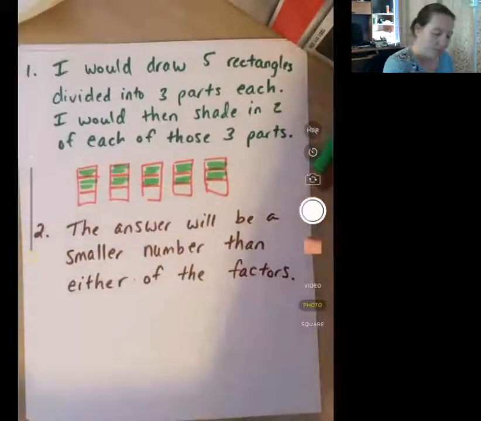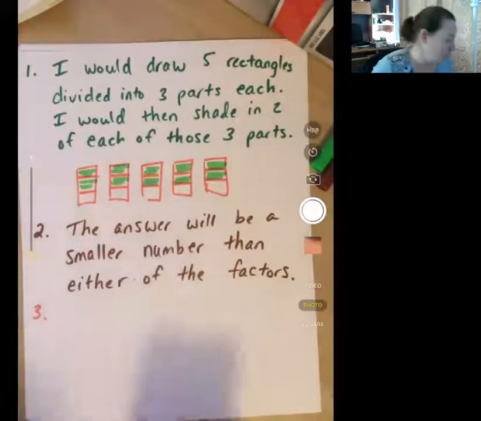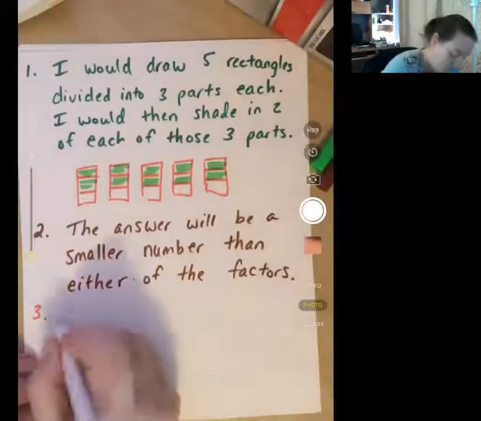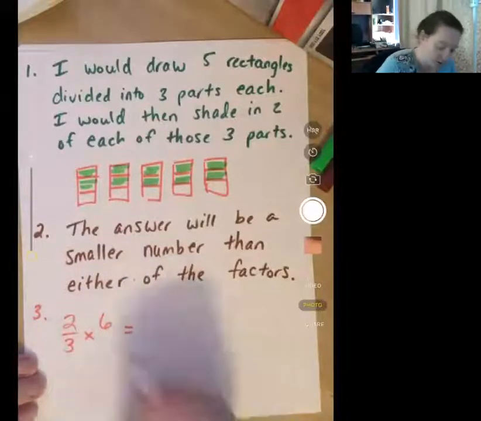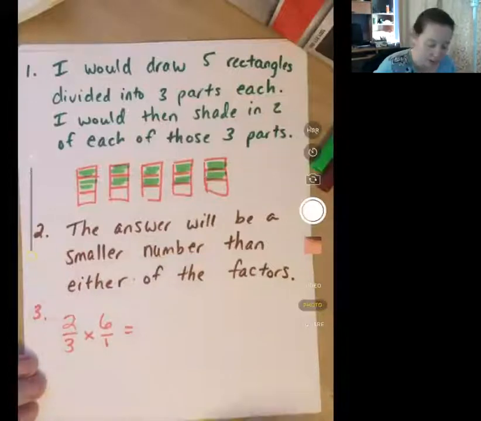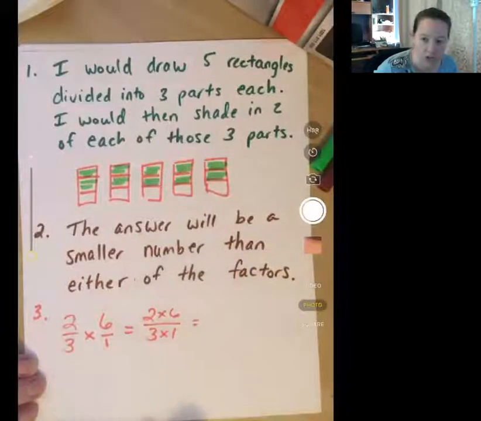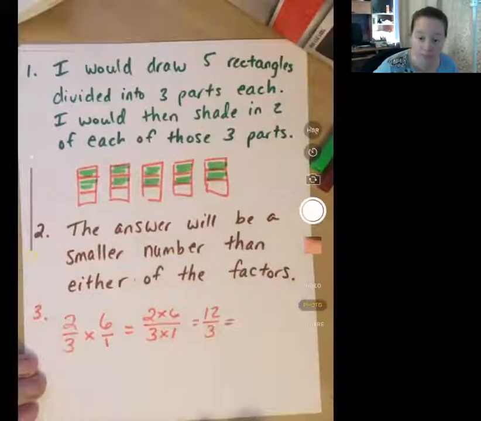Number 3. We are actually going to be just straight up solving them. So 2/3 times 6. Remember, the 6 has an invisible 1 underneath it. So it's 2 times 6 over 3 times 1, which is 2 times 6 is 12, over 3 times 1, which is 3. 12 divided by 3 is 4. Just a second.